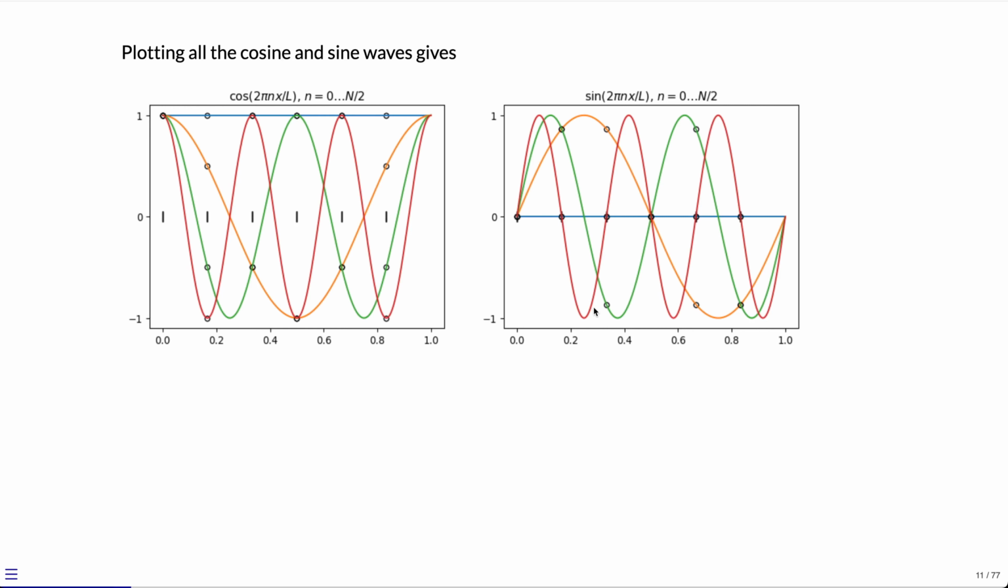So if we plot all the cosine and sine waves together, on the left we have cosine(2πnx/L) for n goes from 0 to N over 2, and the same for sine. So when n is 0, we have cosine of 0 is always 1, this blue curve. When n is 0, sine of 0 is always 0, so the blue curve is here. And then when n is 1, we have a single full wave on the domain. When n is 2, we have 2 full waves on the domain, this green curve. When n is 3, we have this red curve, 1, 2, 3, and the same thing for the sine.